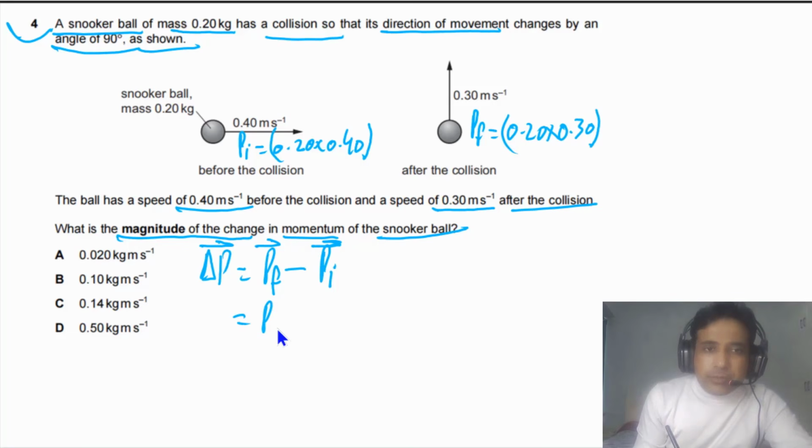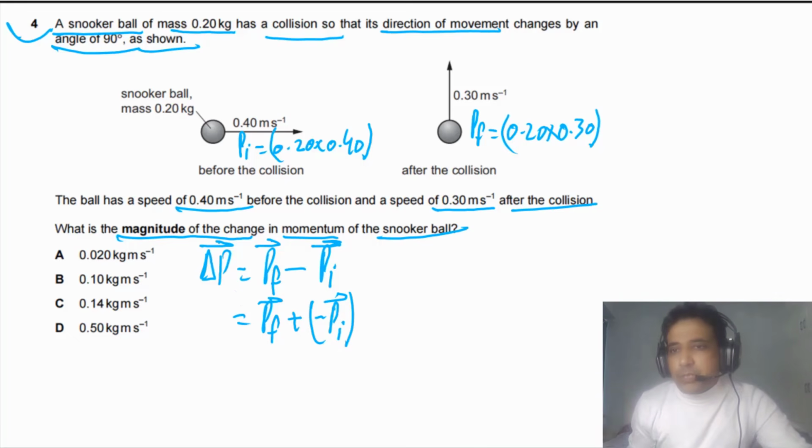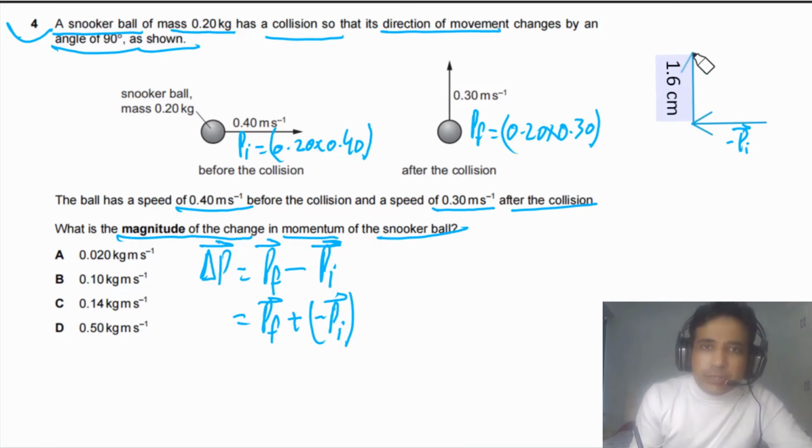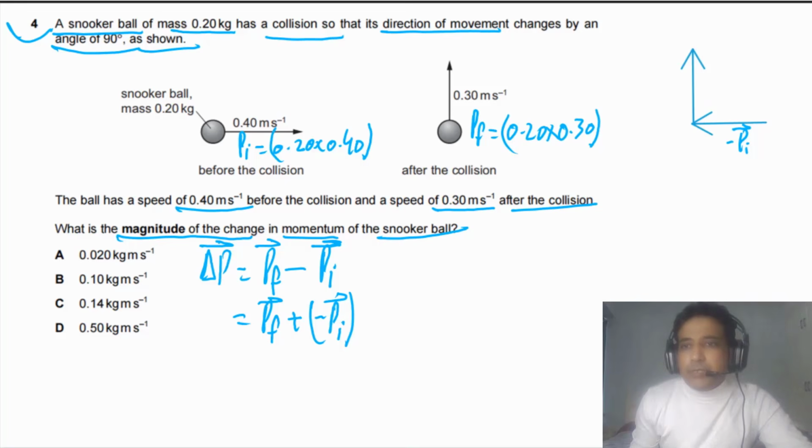We can also write this in a slightly different form: P final plus negative P initial. Now we simply need to add these two vectors together and we can find delta P. This one is P final and this one is P initial, but we need the negative of P initial. P initial is to the right, so the negative P initial will be to the left. And P final is vertically up. So we can label this the P final vector.